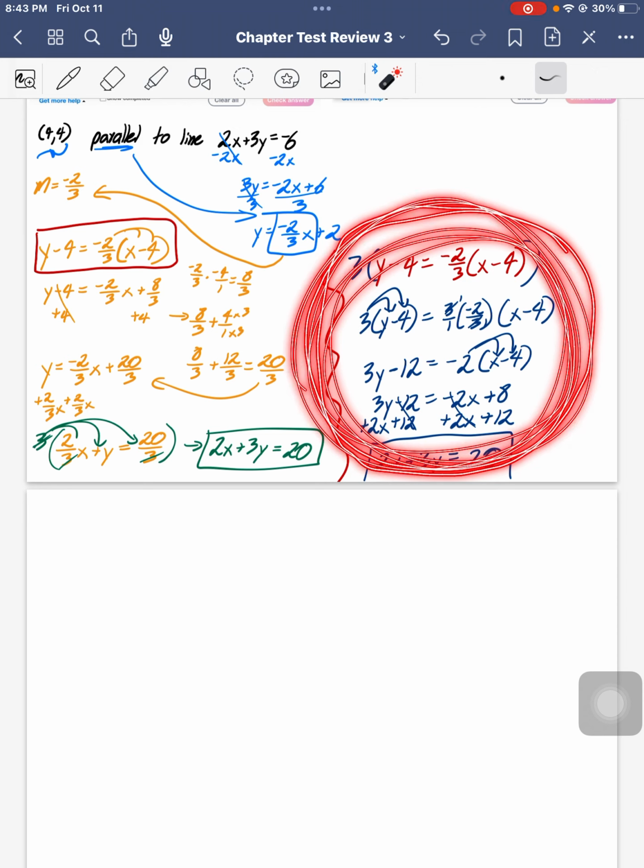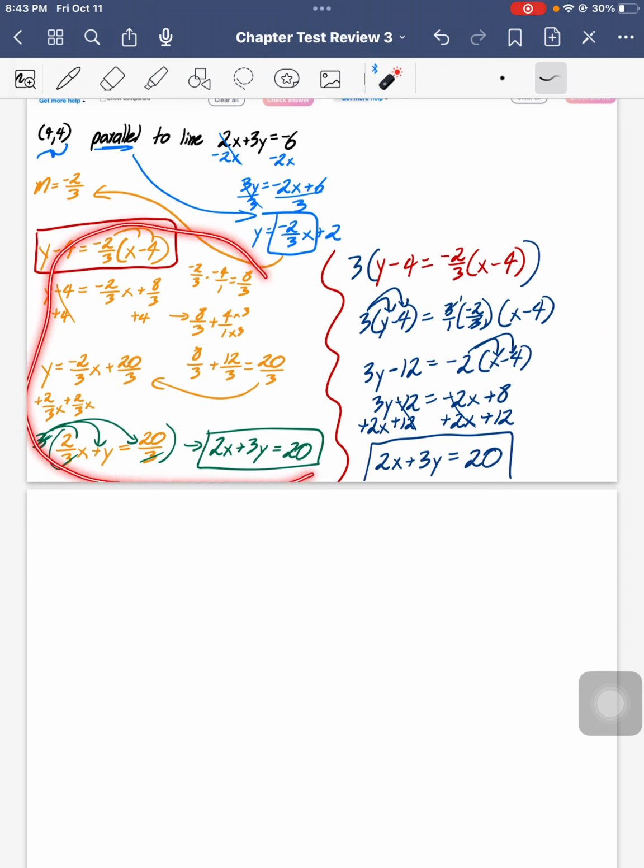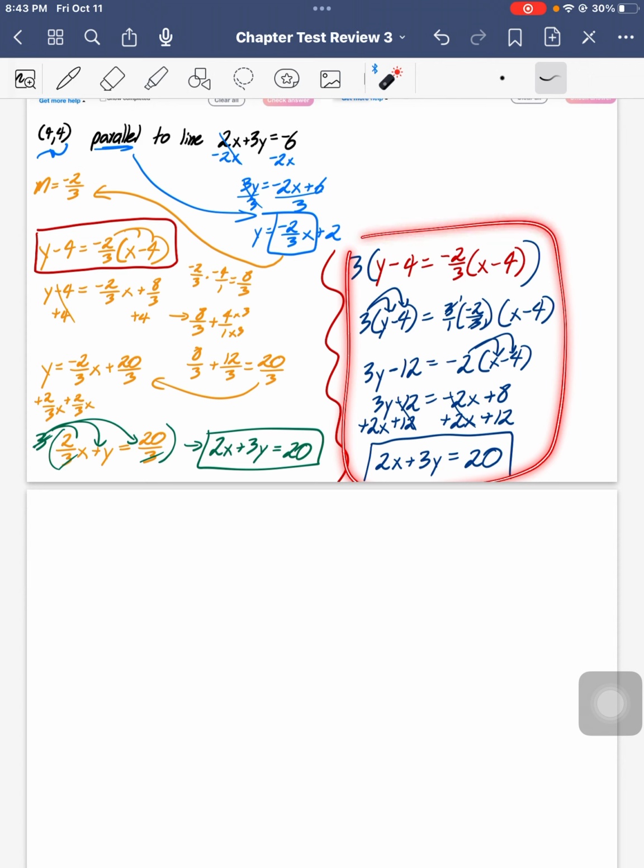I know that I went over this method with my honors class, but I don't know why I didn't do it with my regular. Maybe I just thought it would be too hard or something. I don't know. I forgot. But it doesn't matter. The whole point is that you guys can either use this method or this method.